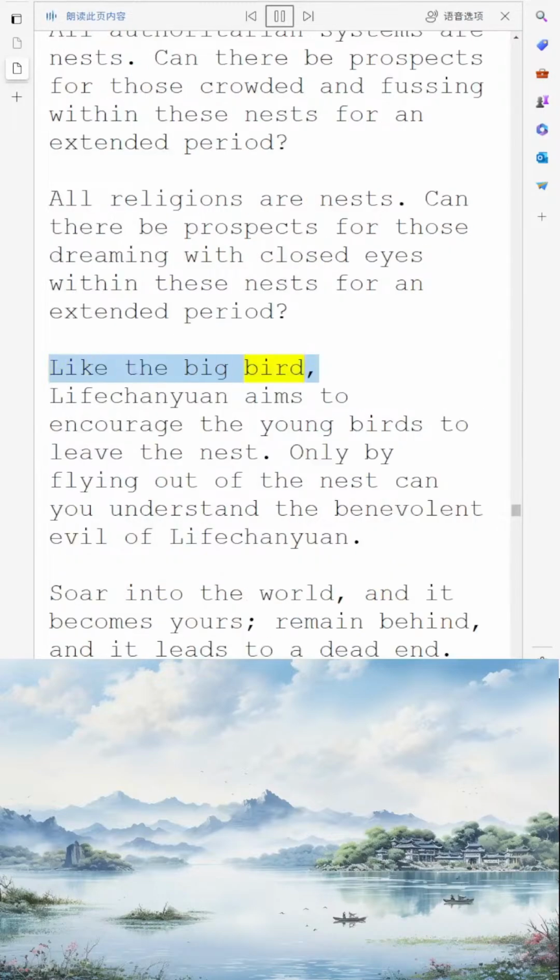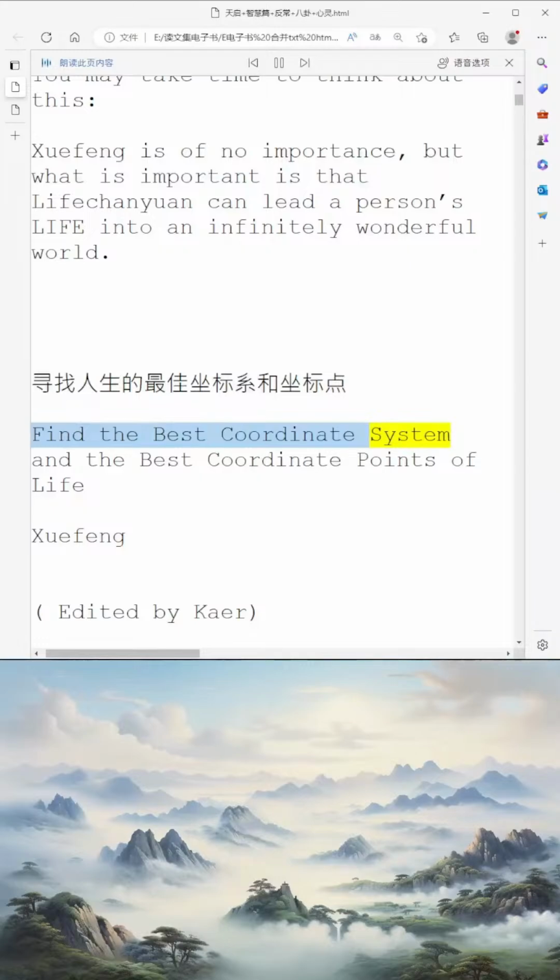Like the big bird, Life Genuine aims to encourage the young birds to leave the nest. Only by flying out of the nest can you understand the benevolent evil of Life Genuine. Soar into the world, and it becomes yours. Remain behind, and it leads to a dead end. Find the best coordinate system and the best coordinate points of life.